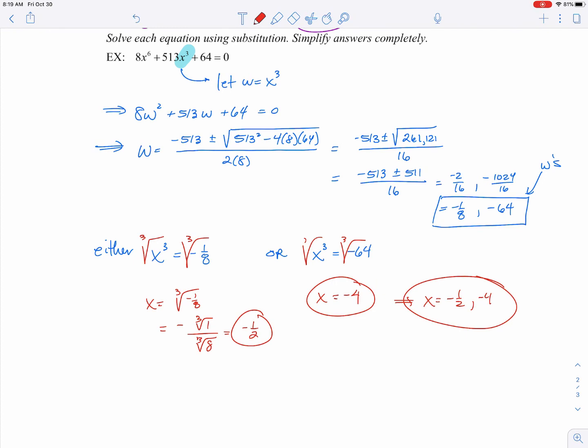You'll notice in this problem I didn't bother to check my answers, and that's because I had odd powers and odd roots, which deal with negative signs really well, unlike the previous example. All right, let's do one more.